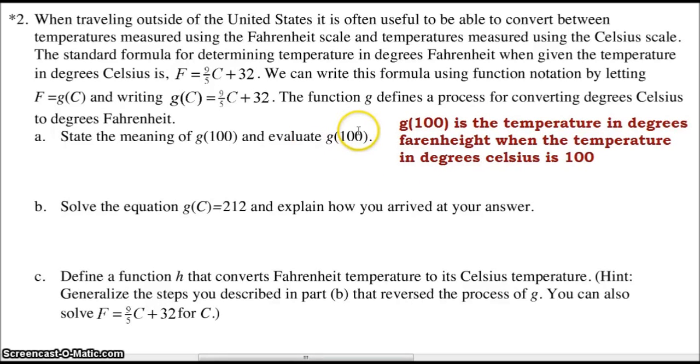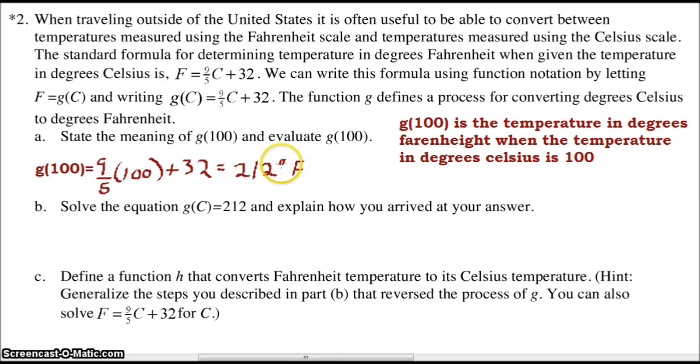Next we need to evaluate g of 100, which simply means plug 100 into our function, substitute 100 into this function. So g of 100 is equal to 9/5 times 100 plus 32, which is 212 degrees Fahrenheit, which you may recognize as the boiling temperature. I think that 212 degrees Fahrenheit is the boiling temperature for Fahrenheit, and 100 degrees Celsius is boiling for Celsius.